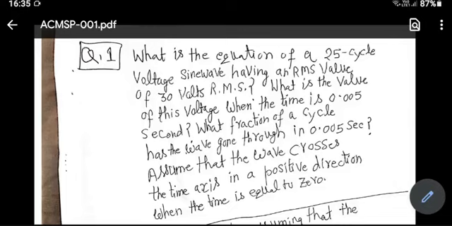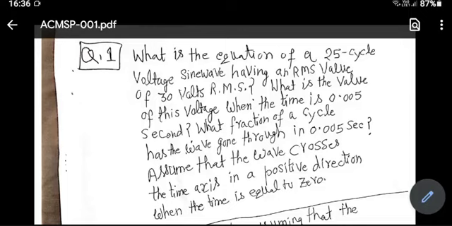Everything given to you is essential. Without that, you won't be able to figure out the equation for this AC voltage. Frequency is given as 25 cycles, so the time period will be 1 upon 25 seconds. I'll show you the solution in a minute. The RMS value is 30 volts, so the peak value will be 30 multiplied by square root of 2. You know all this, I'm sure.